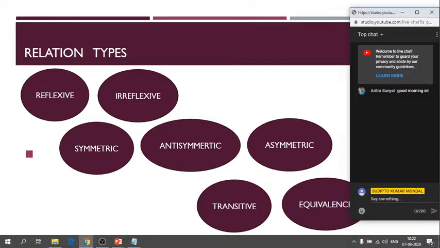In today's class, our objective is that we'll discuss different relation types. Before that, a quick review is required regarding the last class topic, that is relation. So quickly we'll do that and then we'll start today's topic.